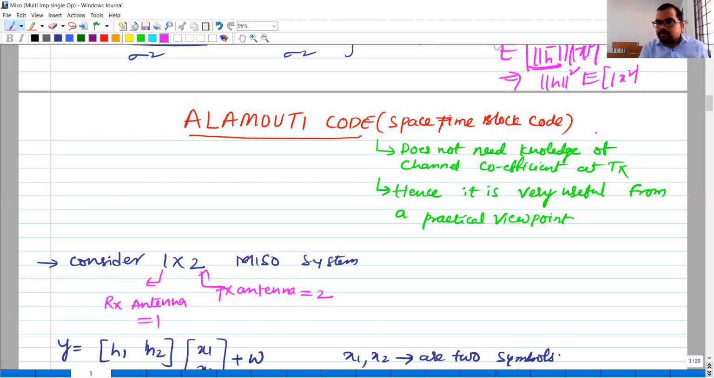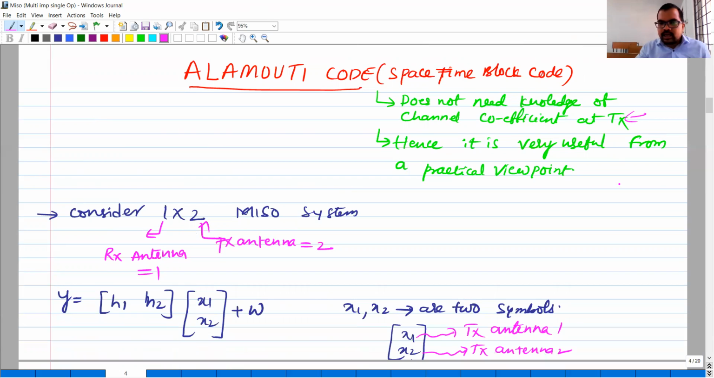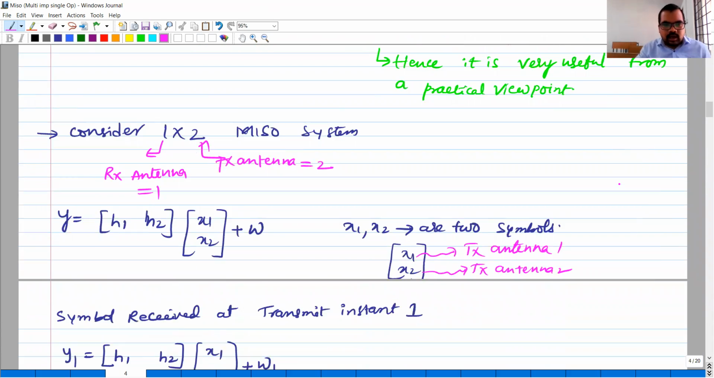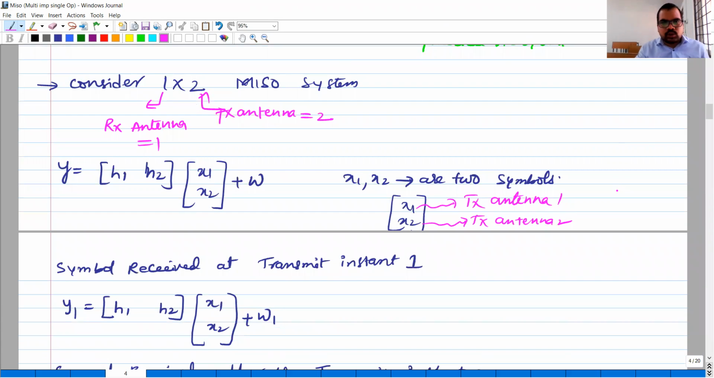That means the beam of the transmitter, and hence it is very useful from a practical viewpoint. Now see here, consider a 1x2 MISO system. The 1 belongs to the number of receiving antennas, and the 2 belongs to the number of transmitting antennas.